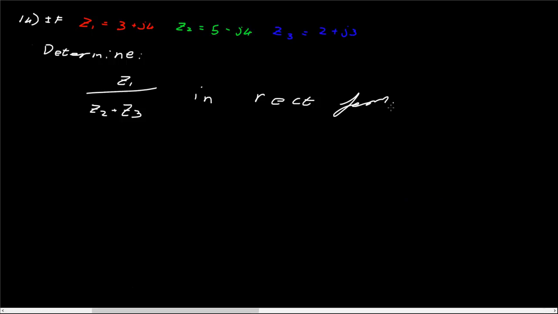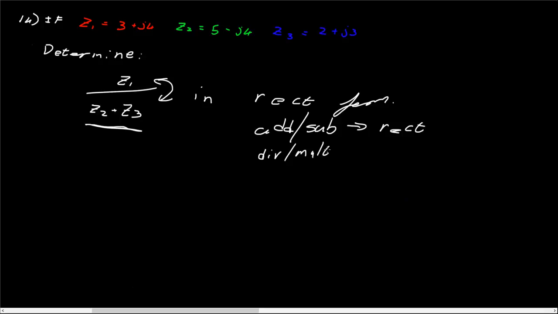Okay, so what are we going to do for this problem? You can see that there's an addition at the bottom, and then we've also got a division. Remember, addition and subtraction are best done in rectangular form. Division and multiplication are best done in polar form. So we're going to first do this addition.